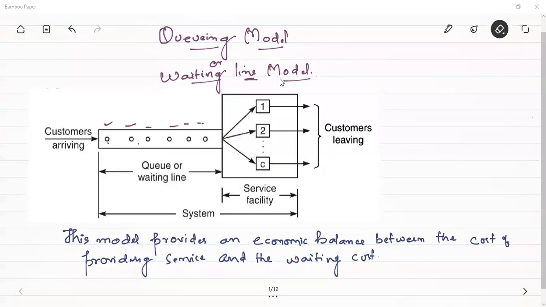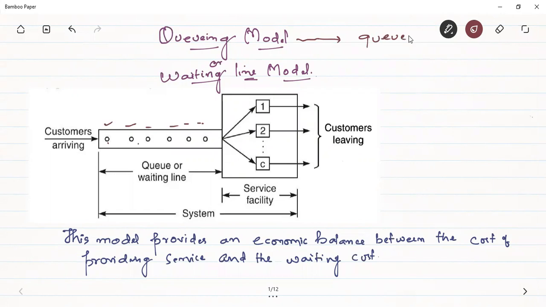In this lecture we are going to discuss the queuing model, also known as the waiting line model. From the queuing model we come across a term that is known as queue. तो डे टू डे लाइफ में हम बहुत सारी जगह देखते हैं जहाँ एक क्यू बनी होती है जहाँ पे पीपल आर वेटिंग फॉर द सर्विस.